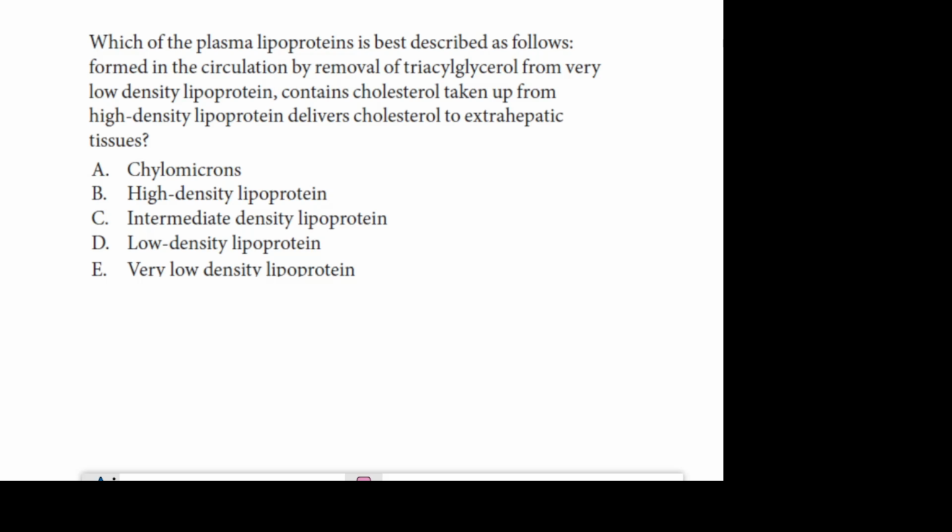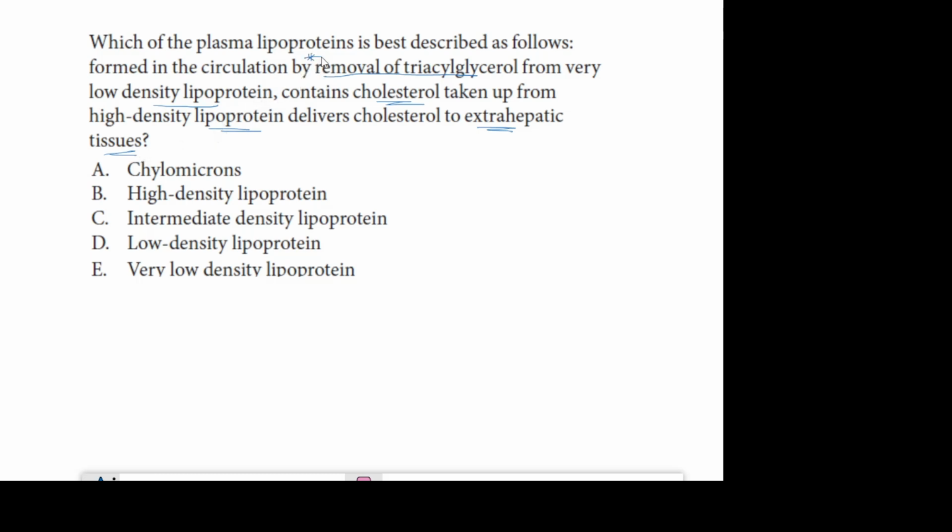Here is a question on lipoproteins. Which of the following plasma lipoproteins is best described as follows? The points are: it is formed for removal of triacylglycerols from VLDL and it contains cholesterol taken up from HDL and delivers the cholesterol to the tissues. So there are 3 points.